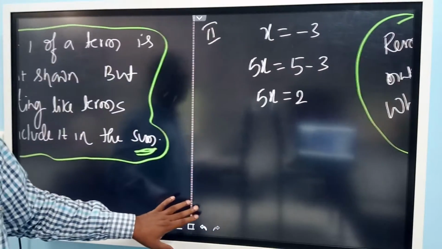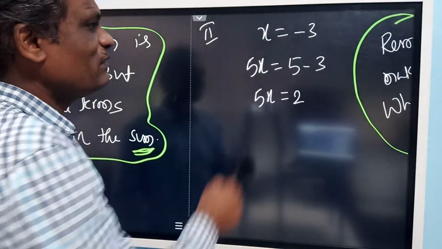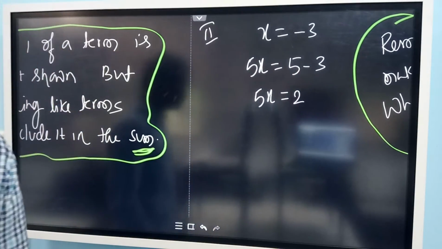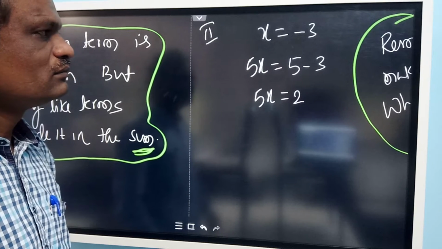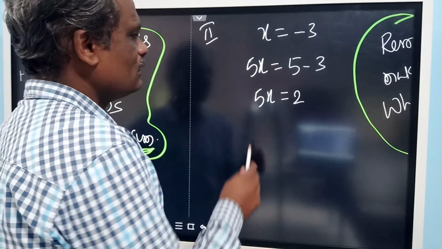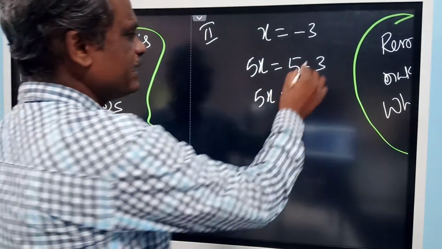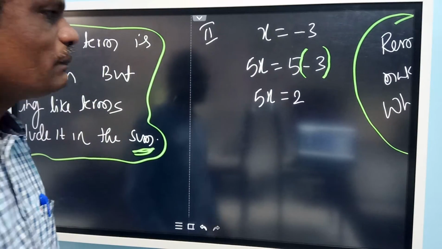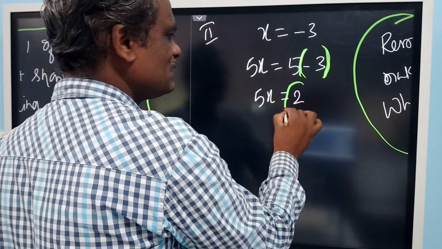Look at this now. x is equal to minus 3. Now 5 is multiplied on both sides. Here 5x is equal to 5 minus 3 and 5x is equal to 2. What is wrong in this? Sir, 5x is equal to 5 minus 3 should be equal to minus 15. So we should make use of brackets, like this. Whenever there is a negative sign, while multiplying, you should write the bracket like this. So this is the error.